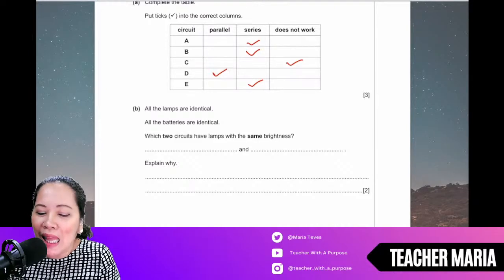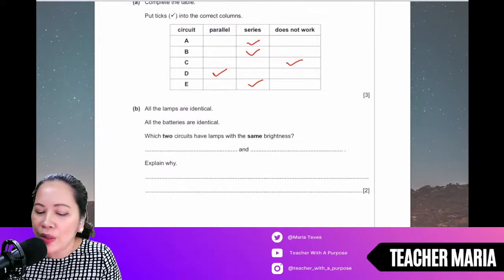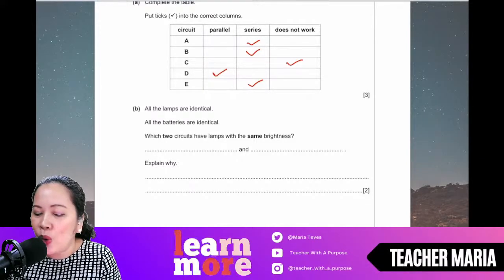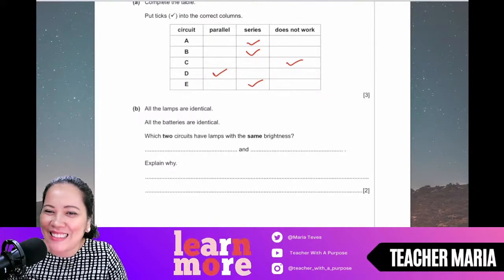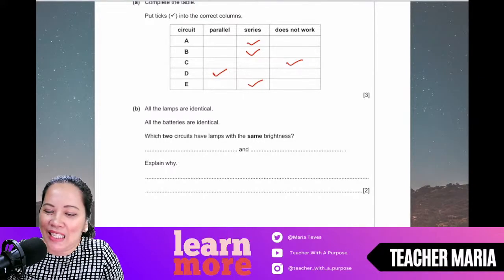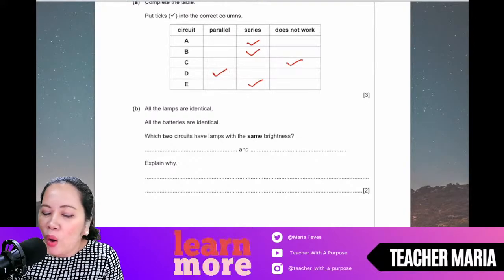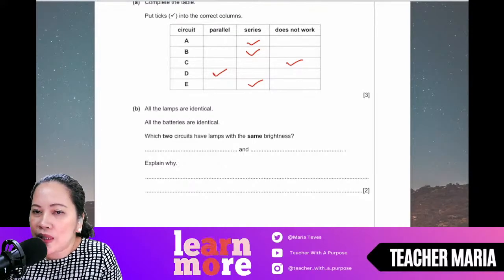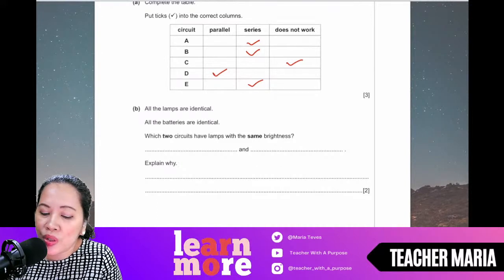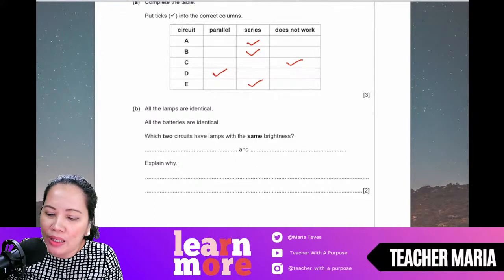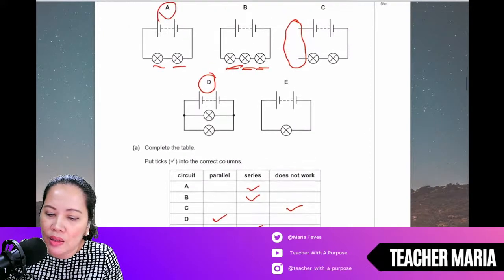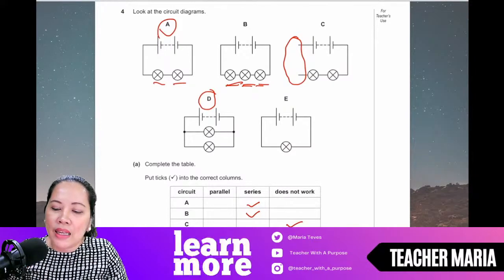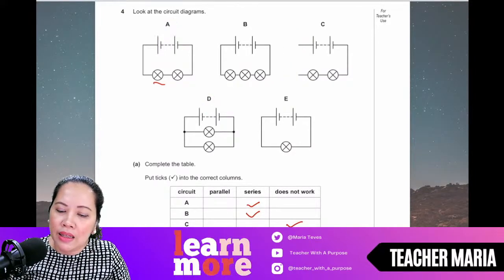Okay. All the lamps are identical. All the batteries are identical. Which two circuits have lamps with the same brightness? All the lamps are identical, and all the batteries are also identical. Which two circuits have lamps with the same brightness? Which do you think? Is it A, B, C, D, E?